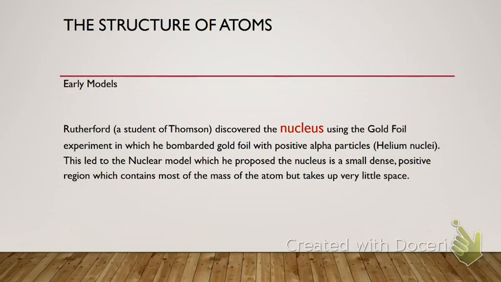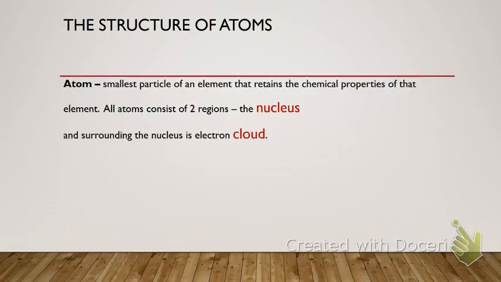The vast majority of an atom is empty space, which is why the vast majority of the alpha particles passed through the gold foil, but some were deflected. So, the atom is made up of two regions we now know, and that is the nucleus and the electron cloud. Okay? The nucleus and the electron cloud.